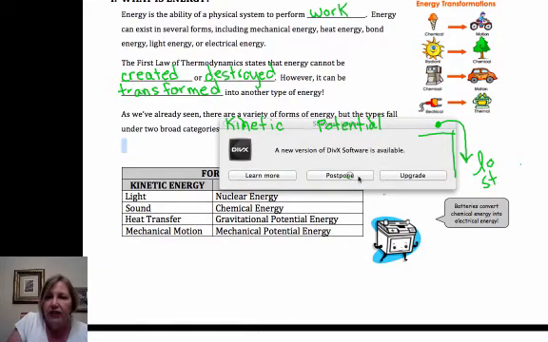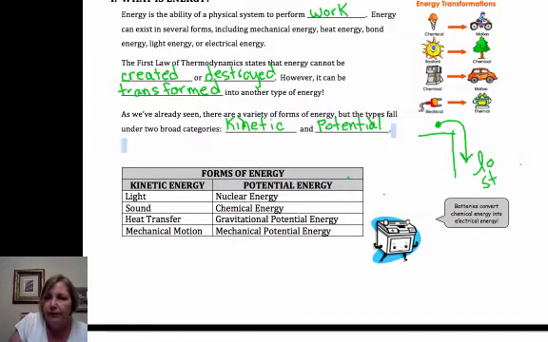Now, however, if that was you, so apparently I need to upgrade something. If that was you, you might not be more stable if you fall off a cliff, just saying. But you would be at lower potential energy.